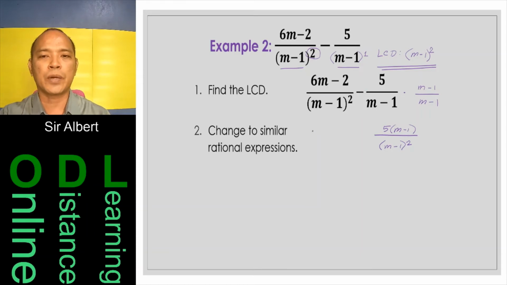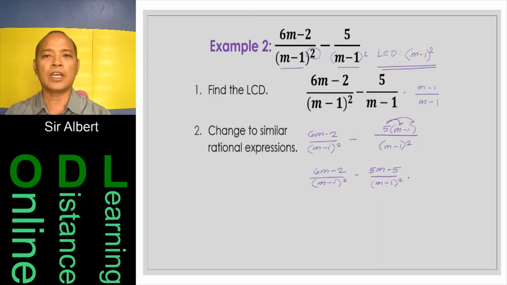Copying the first expression, we then have (6m - 2) all over (m - 1) squared minus 5 times (m - 1) all over (m - 1) squared. We can simplify the second numerator by applying the distributive property. This will then give us (6m - 2) all over (m - 1) squared minus, 5 times m is 5m and 5 times negative 1 is negative 5, all over (m - 1) squared.